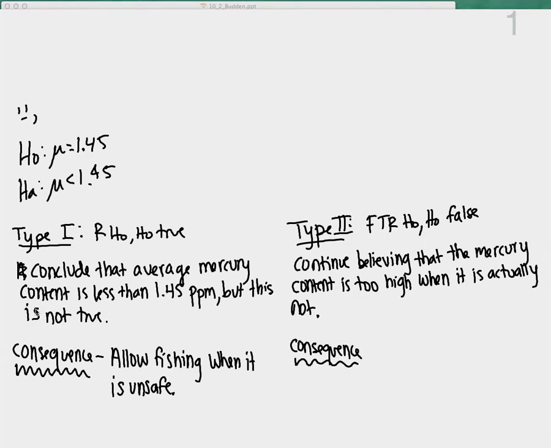Okay. So if we fail to reject the null, so if we believe that the mercury content is too high, what are we going to do? Stop fishing. So the consequence would be we are going to stop fishing. Is it the Oregon coast? Yeah, on the Oregon coast. When it is actually safe.